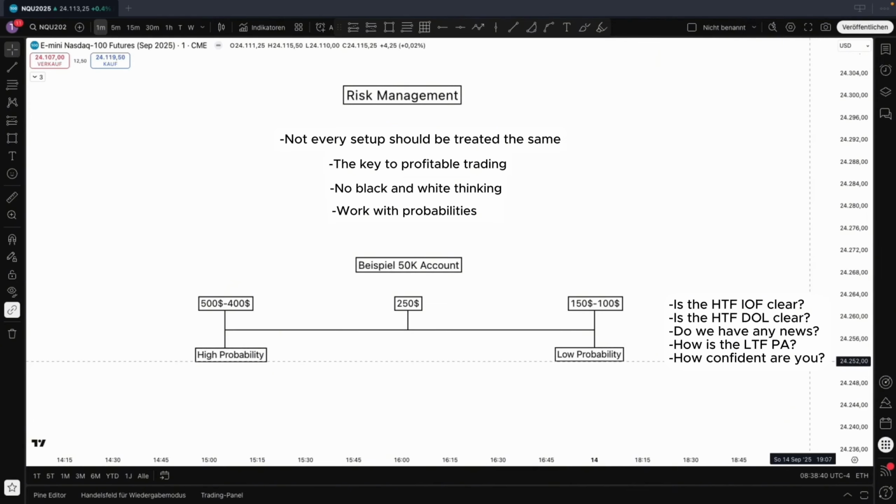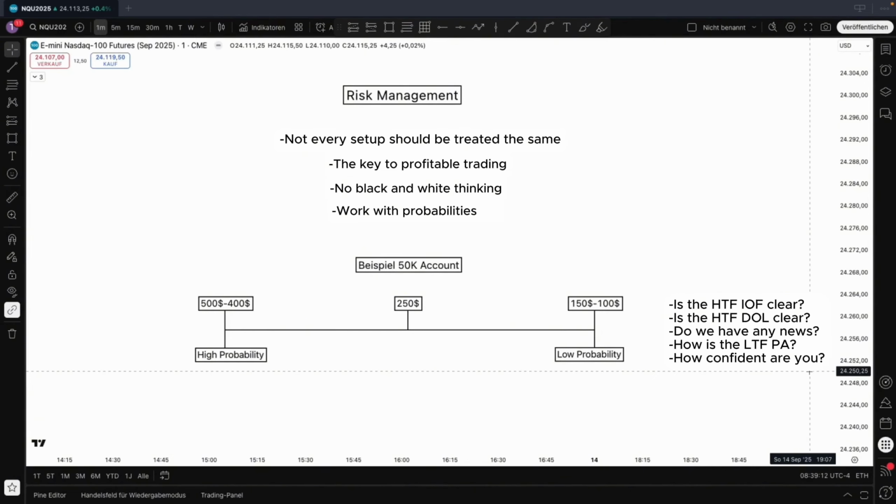But here are a few example questions that can help you quickly decide whether your setup is currently higher or lower probability. Is the higher time frame institutional order flow clear? Are we in an uptrend, a downtrend, or a sideways trend? You need to be able to clearly identify this beforehand because we want to align the higher time frame with the lower time frame. And if the higher time frame institutional order flow isn't clear, then the setup can't possibly be high probability, because how am I supposed to link the lower time frame to the higher time frame if I don't even know what the current trend is on the higher time frame?